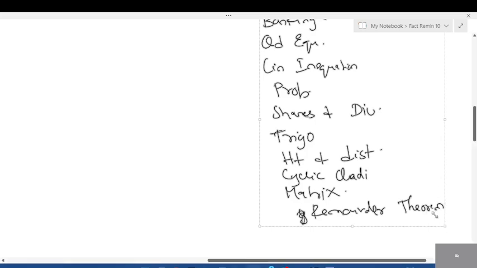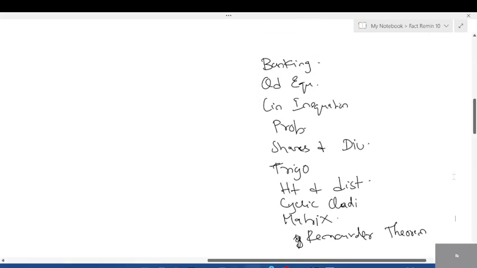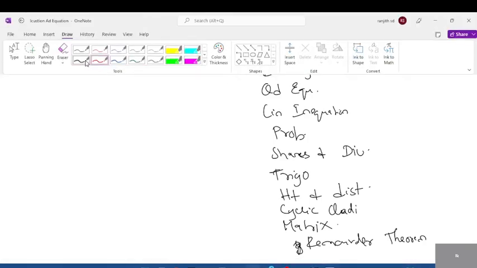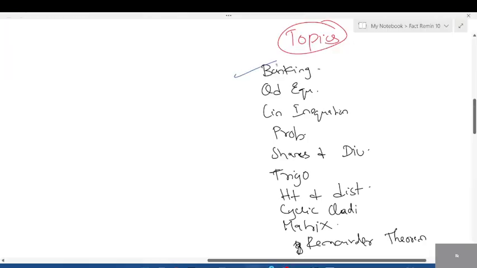Take down the topics, students. If not, I'll send it in the group. Remainder theorem. These are the topics. 1, 2, 3, 4, 5, 6, 7, 8, 9. Total 10 chapters. Now you all should answer. Are you all thorough with banking? Do you all have any doubts in banking? All of you unmute. Banking, quadratic equation, linear inequation, probability. What about shares and dividend?